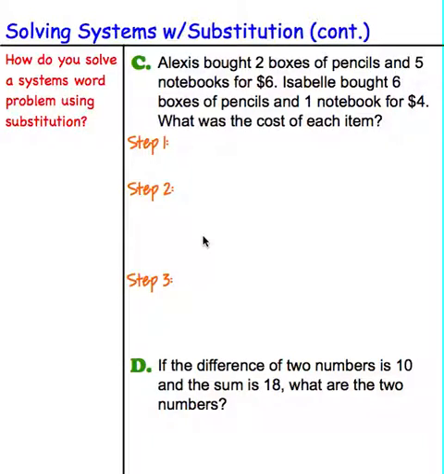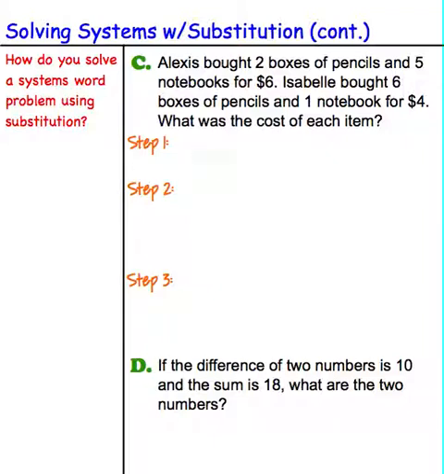Second part of our lesson today, again, is going to deal with word problems. So we have Alexis here. She bought 2 boxes of pencils and 5 notebooks for $6. And Isabel bought 6 boxes of pencils and 1 notebook for $4. We want to know the cost of each item.